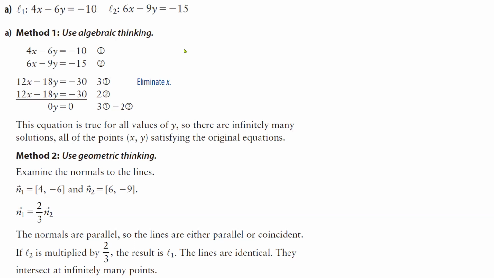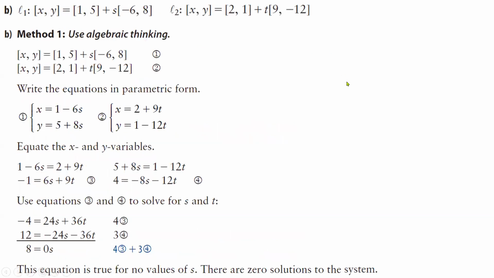Okay, for question B, again, there are two methods we can use to solve it. First, we can use algebraic thinking by combining these two equations to form a system and then check if we can find any solutions to that system. So let's label these equations as equation number 1 and 2. And then write the equations in the parametric form.